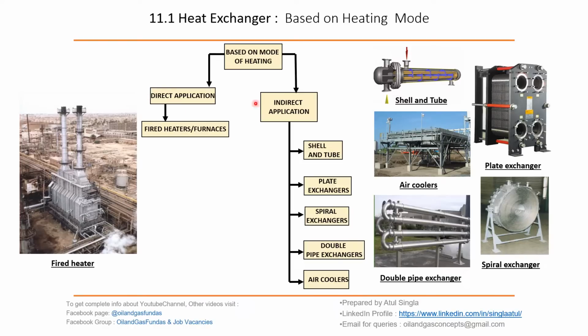In indirect application, we are having five categories here. One is shell and tube, plate exchanger, then spiral exchangers, double pipe exchangers, air coolers. If you see the pictorial view, actual pictures, shell and tube will be like this. One shell will be there and these are the tubes inside this. Then air coolers, which are cooling the fluid with the help of airflow. Then double pipe exchanger, then spiral exchangers and plate type exchangers.